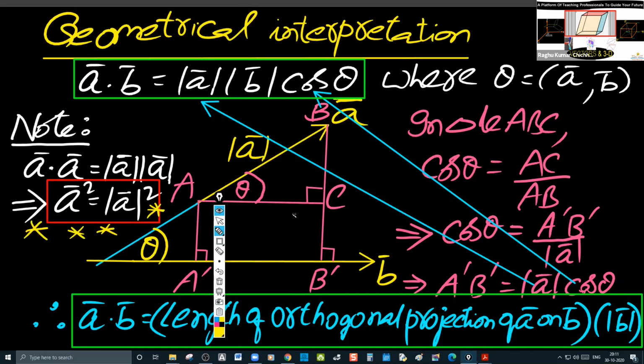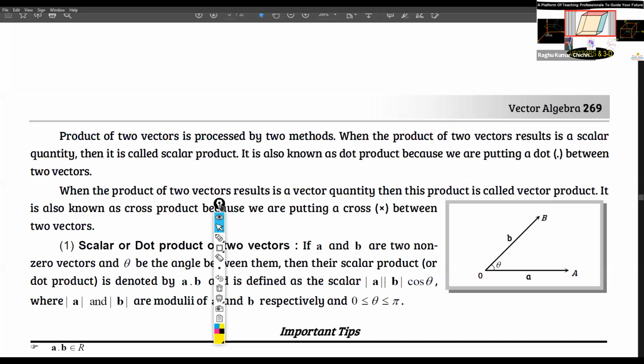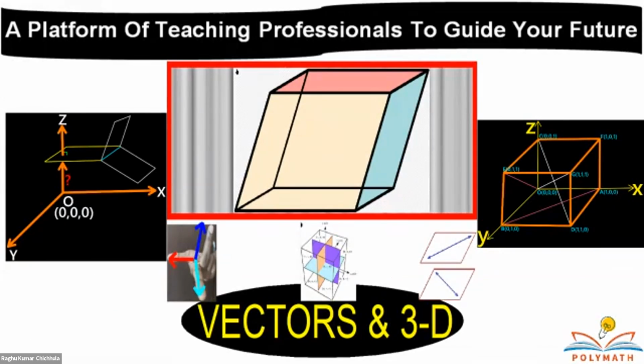Okay? Okay, sir. So this is about the dot product, and we will see the properties of this dot product or scalar product in the next session, and thereby we will be working out the problems also on this dot product. So let us close the session with this one, and in the next session we'll see the properties and problems.